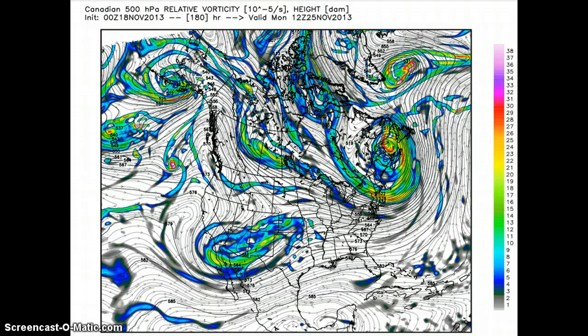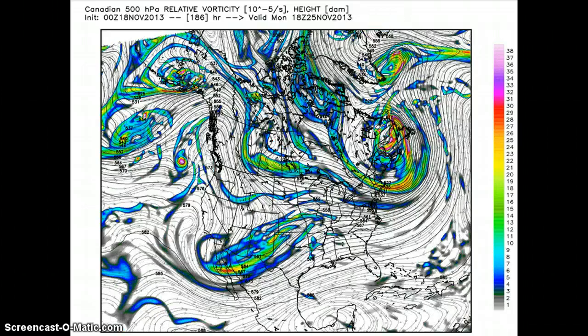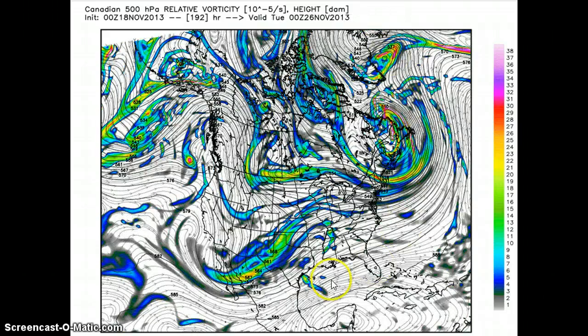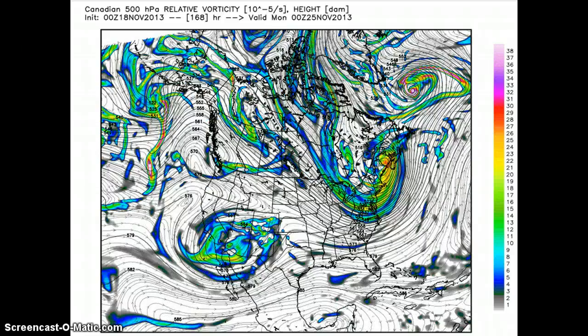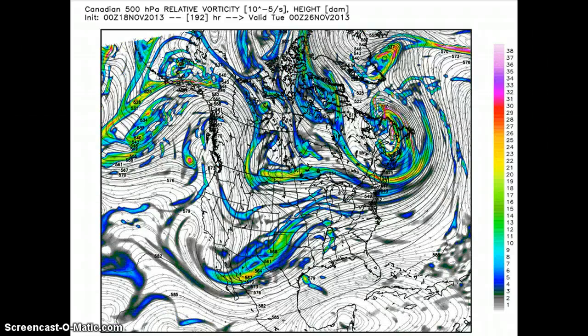So we'll go forward now to 180, and you can see here this system is starting to come out of the southwest a little bit. Here comes our northern branch feature here. Go out to 192, and clearly now here's our southern branch feature. Here comes our northern branch feature swinging very quickly down. We'll go back again from 168 to 192, and you can see that northern branch feature swinging down as the southern branch feature comes out of the southwest.